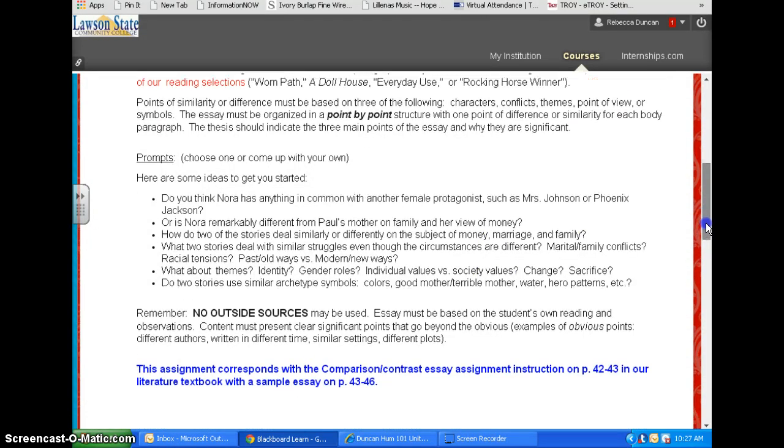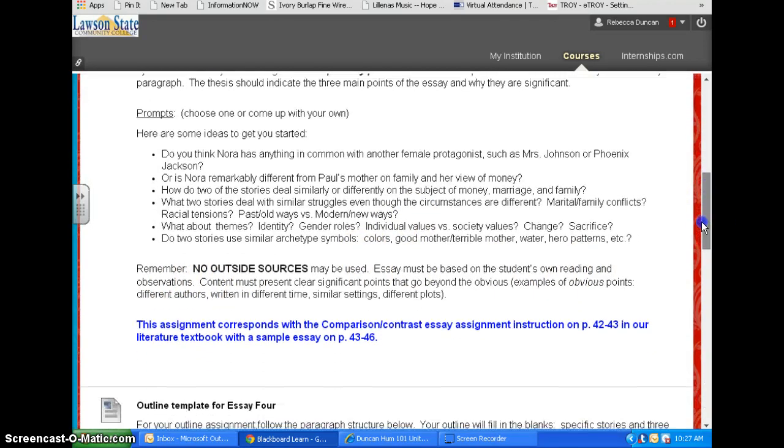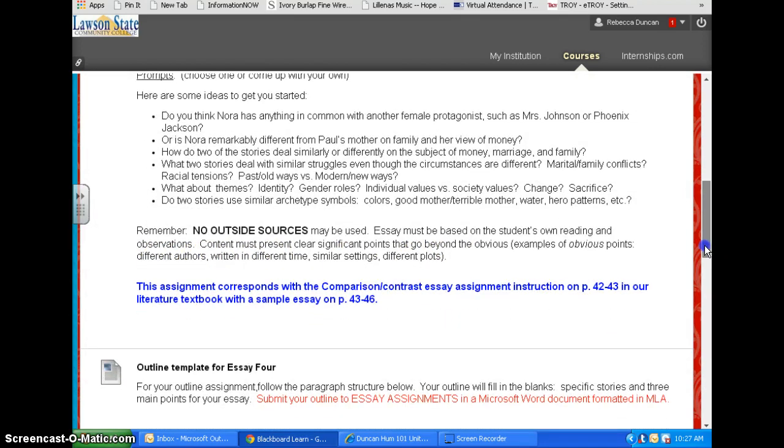But again, other than saying some information on archetype symbols, you can't go to an outside source that says how they're similar or different. This has to be what you see and within this zone of things that we've actually kind of looked at, all right? So that's really important. It has to be based on your own reading and your own observations. It's your own critical thinking analysis process. But it has to go beyond the obvious, like I said, being female or whatever, or the obvious difference that they're written in different times, or they have different authors or different storylines. That's not what we're talking about here, okay?